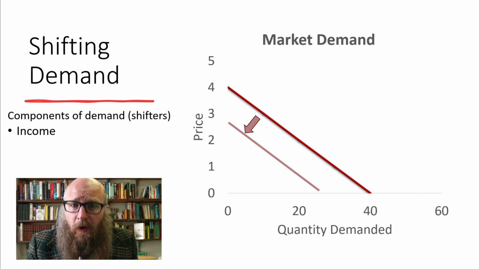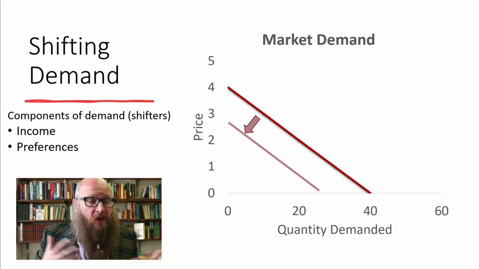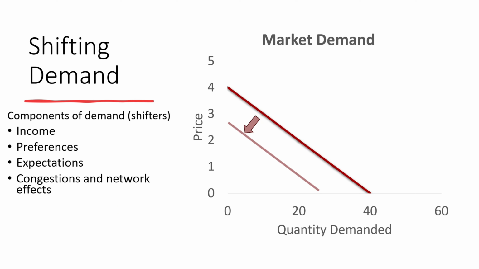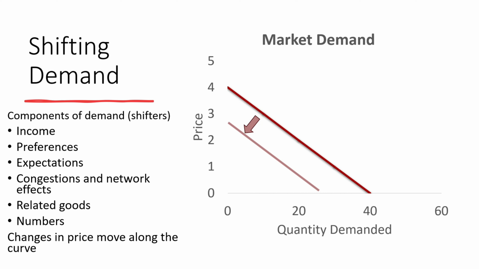Income is one of the biggest predictors of demand. Changes in consumer tastes and preferences. Expectations about the future will change your consumption today. Finally, some goods are affected whether you have too many people in the market congesting it or whether you don't have enough needing a network. Changes in the prices of related goods, such as substitutes or complements. Changes in the total population will change the total market demand. However, a reminder, changes in prices will only move along the curve, not shift the curve. You're moving within that relationship, not changing the relationship.